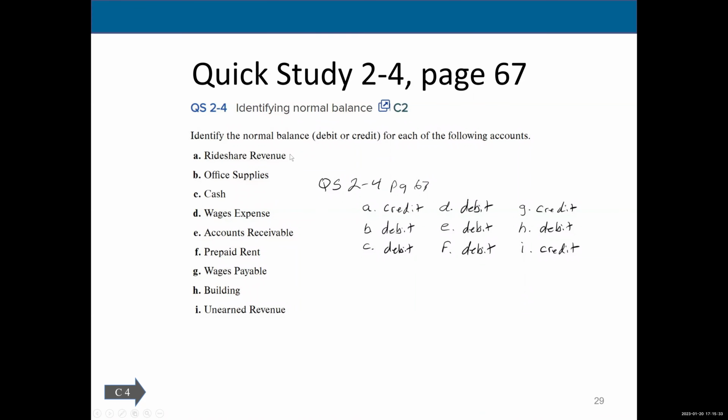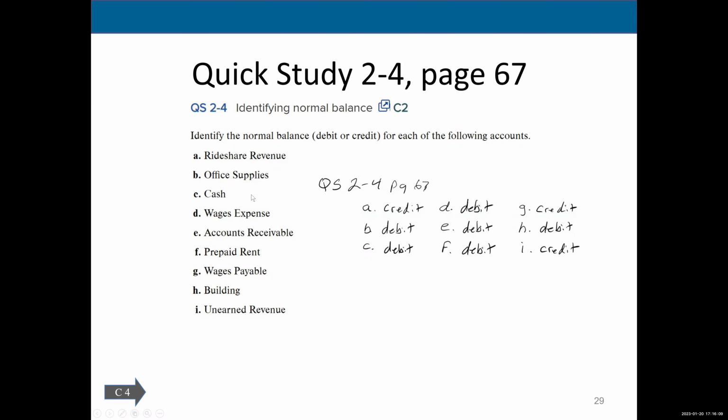Rideshare revenue. Well, is revenue part of AID? No. So it's increased with a credit. So under A, put credit. B, office supplies. Now, office supplies is an asset, okay? So is assets part of AID? Yes. So we are going to debit office supplies, right? Office supplies is an asset. It's part of AID, so we debit.